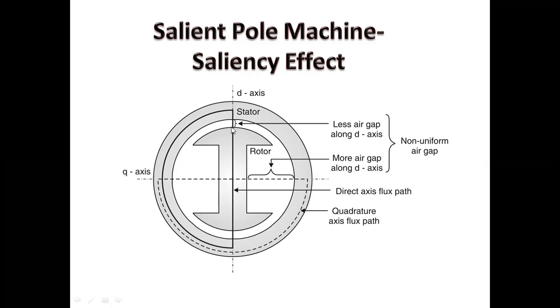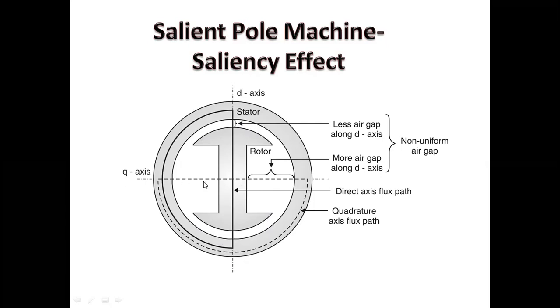If we observe along the direct axis at the top portion, there is very little air gap present between the pole face and the stator core. So here air gap is less. Obviously, the reluctance for magnetic flux will be less. In a similar way, at the bottom portion also, the pole face and stator core are facing each other along the direct axis with less air gap, so reluctance along this path for the magnetic flux will be less.